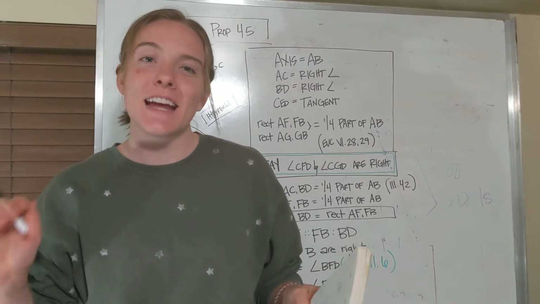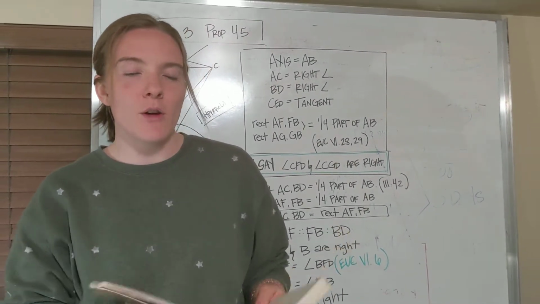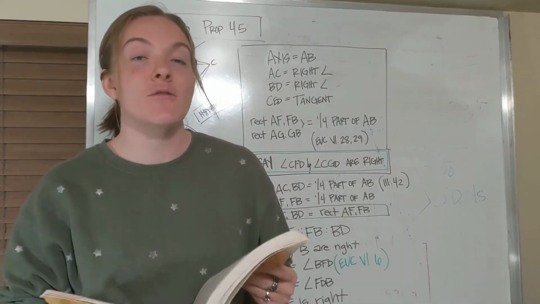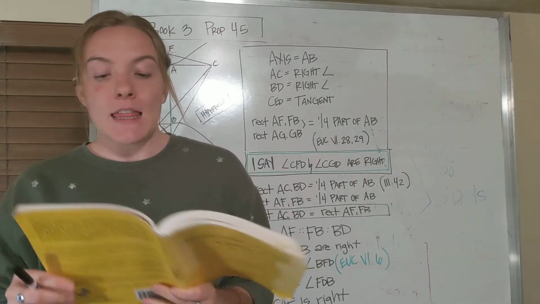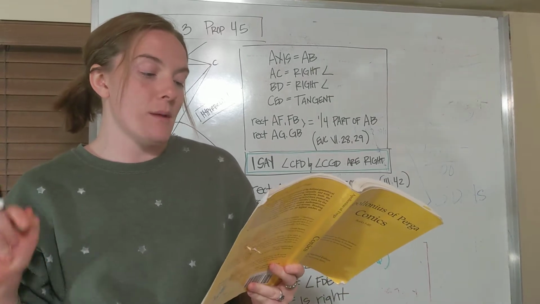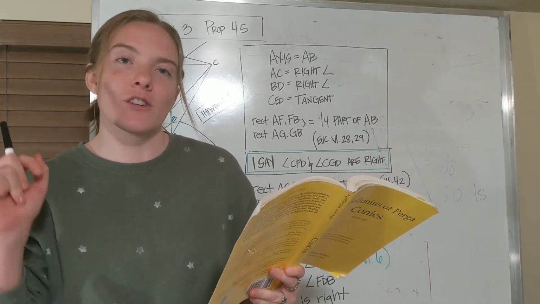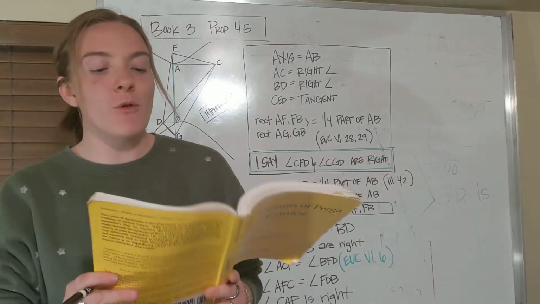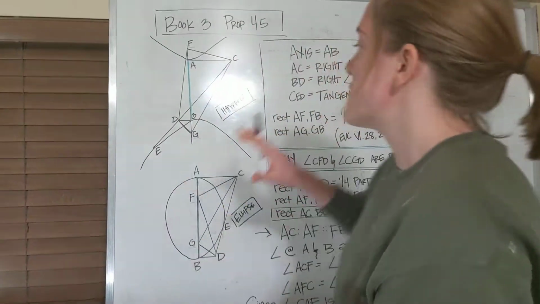Okay, this is an explanation of Apollonius Conics, Book 3, Proposition 45. And I think I understand this, but I'm sure there's a lot more to learn, so try and follow along and see if you can understand it as well. So Proposition 45 is what we have out here.